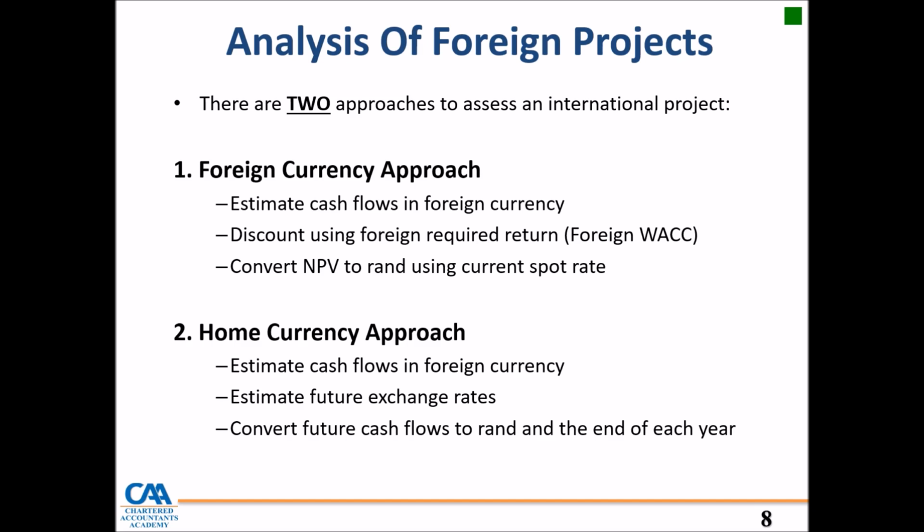So we are saying we can either discount the foreign currency cash flows at a foreign currency discount rate and convert the NPV at the spot rate, or we can estimate the future exchange rates and then convert the future foreign cash flows, and then we discount at our local discount rate. So if real returns are equal and we use future inflation rates, then both methods will result in the same net present value.